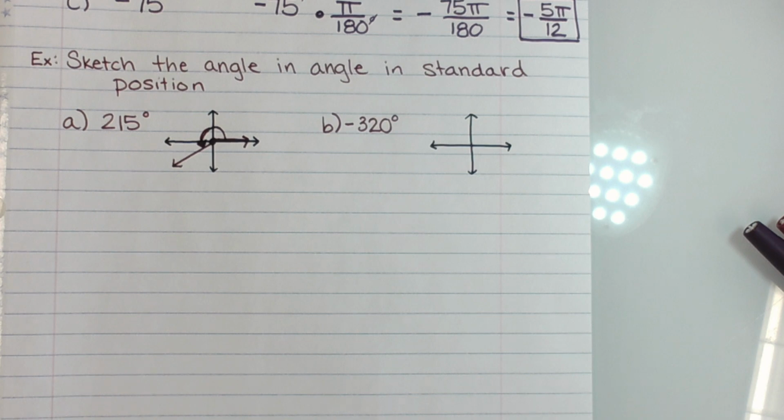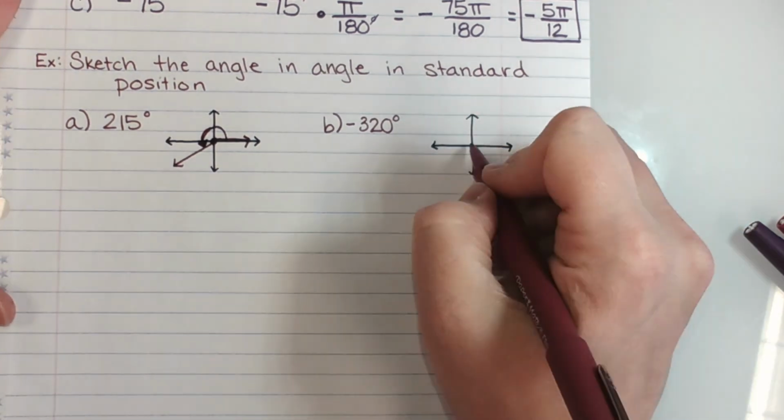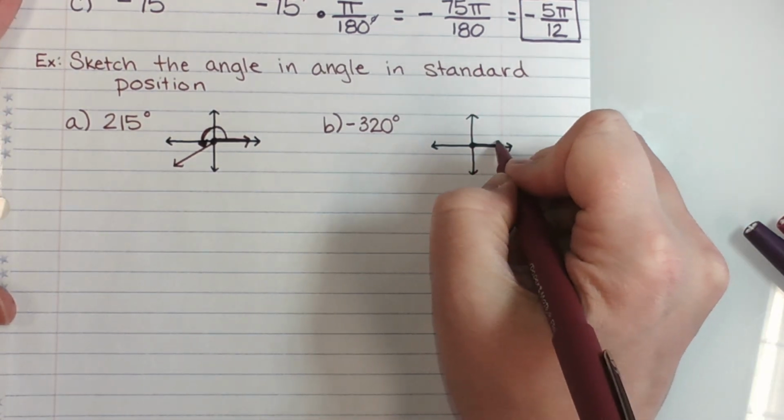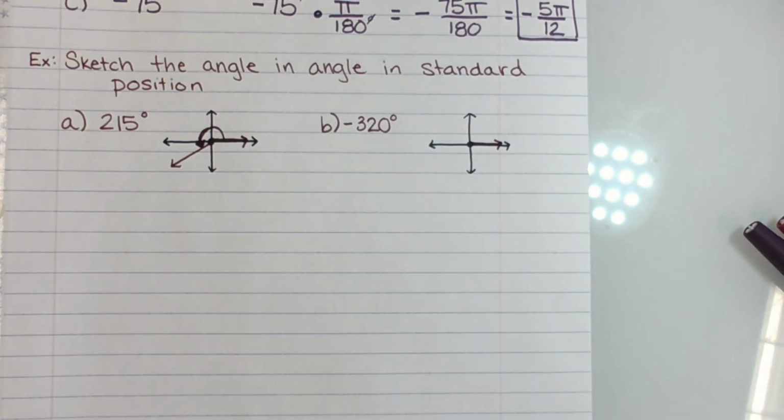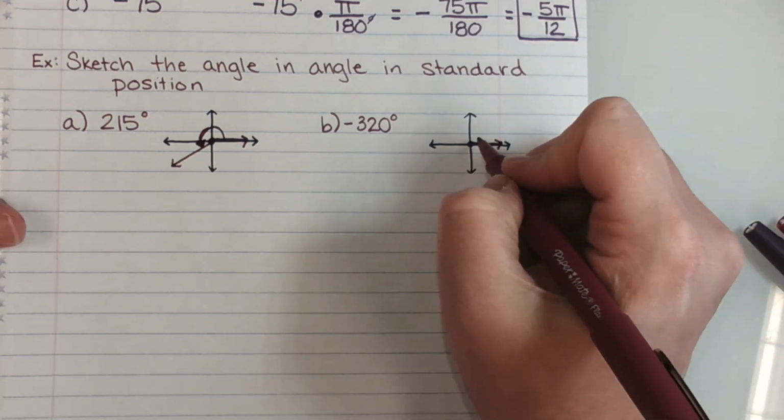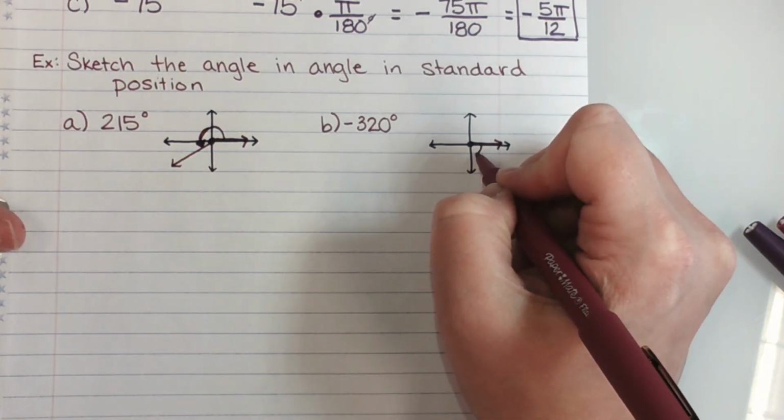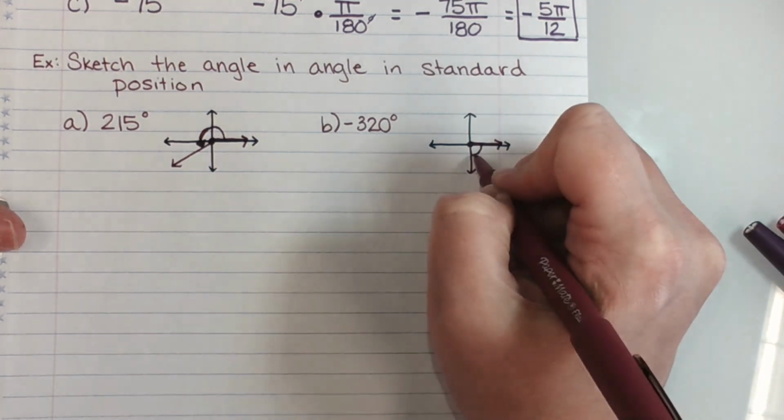Negative 320 degrees. Vertex here, initial side here. Clockwise or counterclockwise? Clockwise, because it's negative. Start here, I go here. How far have I gone? 90.